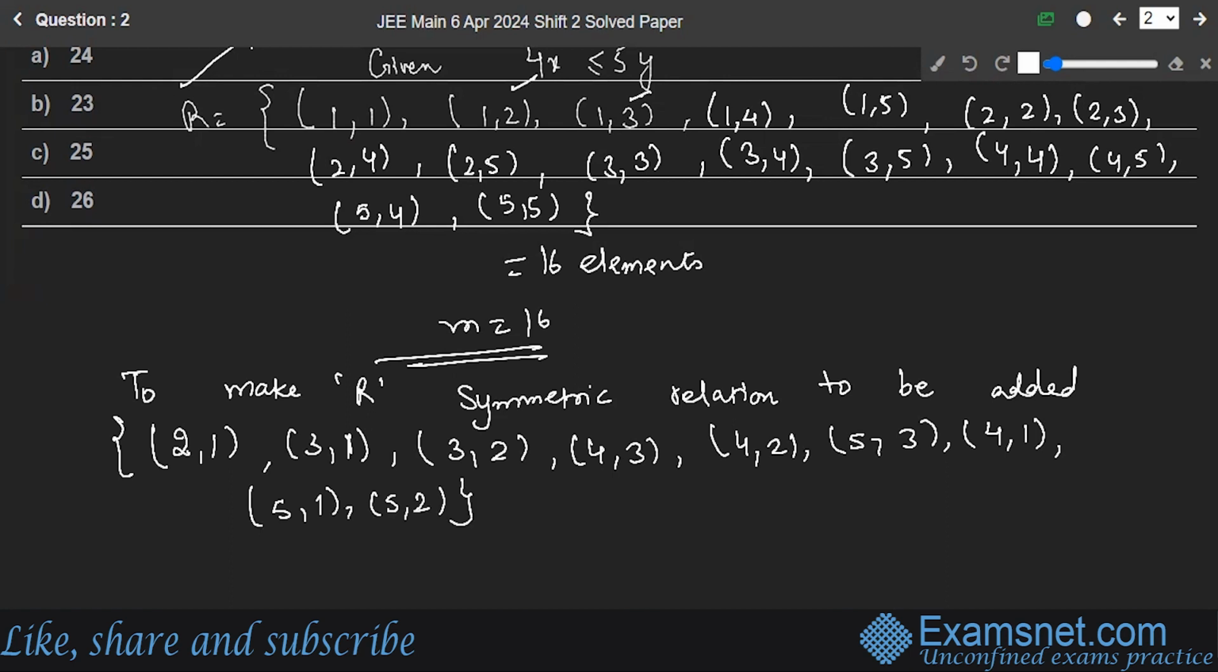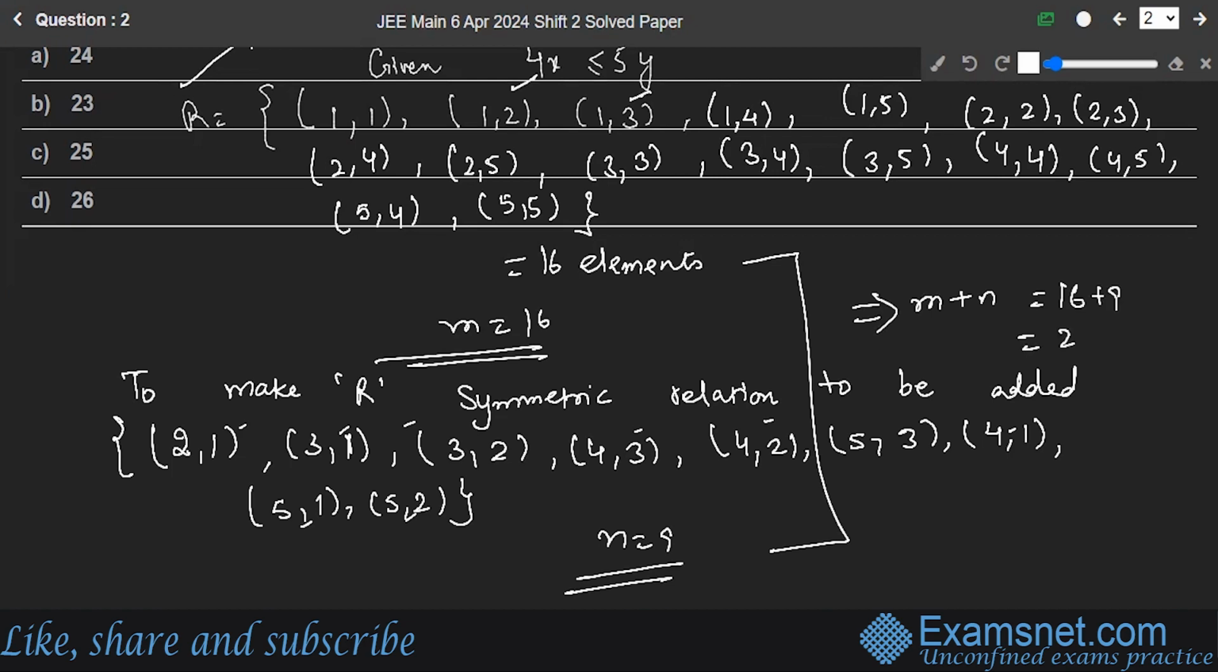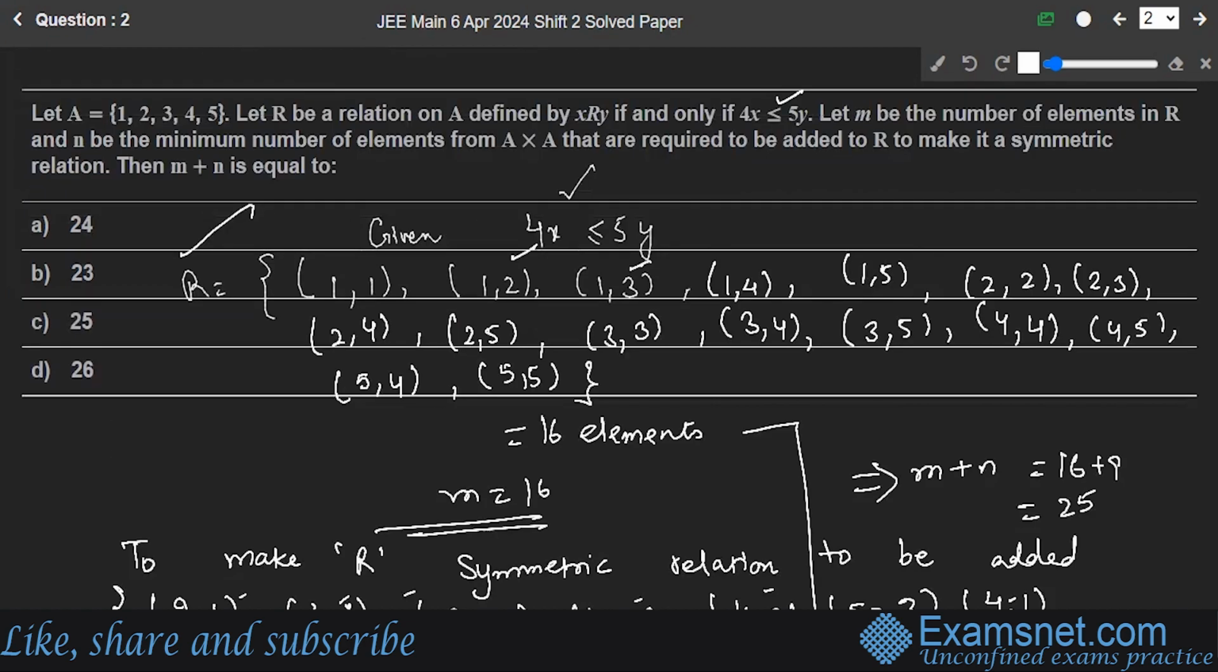So let's count how many are these? 1, 2, 3, 4, 5, 6, 7, 8 and 9. So that means your N is equal to 9. And what you have to find out was M plus N. So M plus N is 25. This is the right answer, C option. Hope you got that. Let's move to the next question.